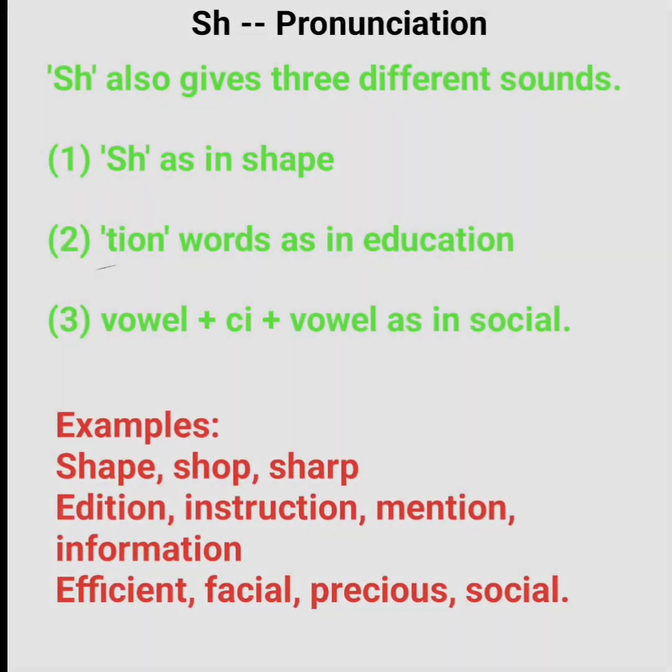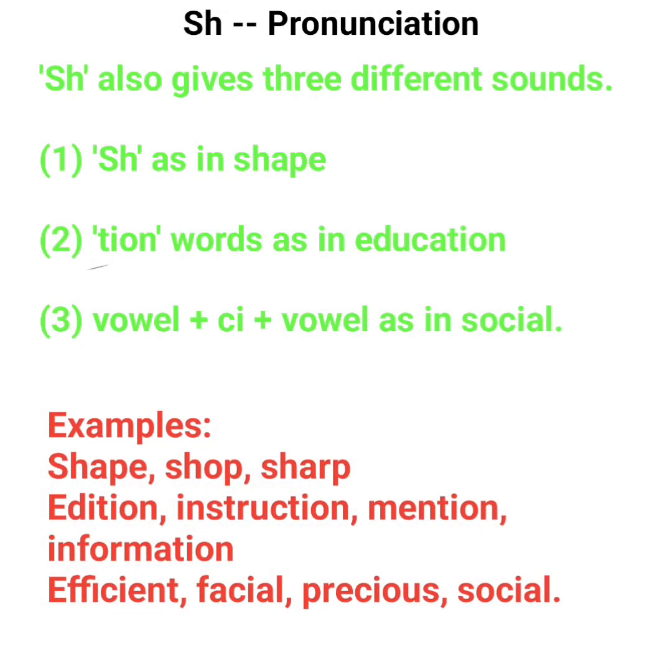SH gives three different sounds as well. The first one is sh, like shape, shop, sharp. The second one is TION, words like education, instruction, mention, information. And the last one is when we have vowel letter plus CI plus vowel letter, like efficient, facial, precious, social. And you have known the symbol to represent the sh sound as we explained them in our consonant S sound.